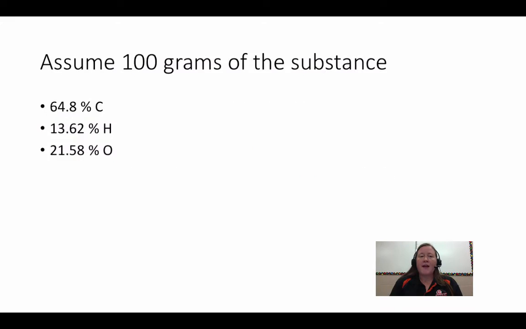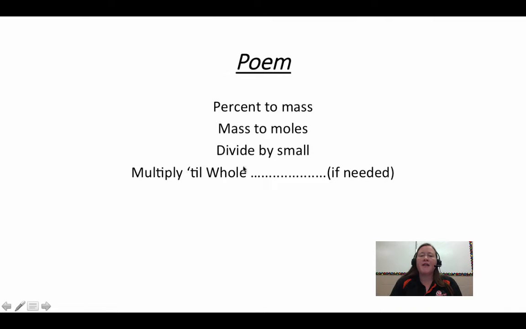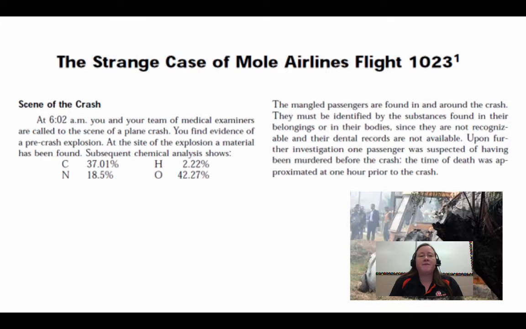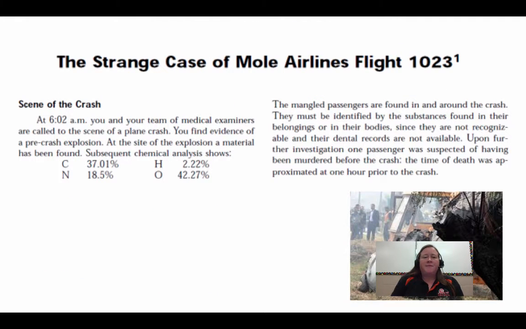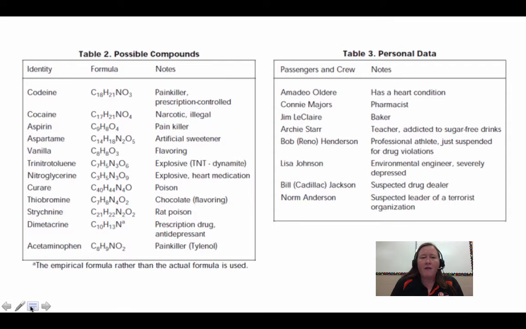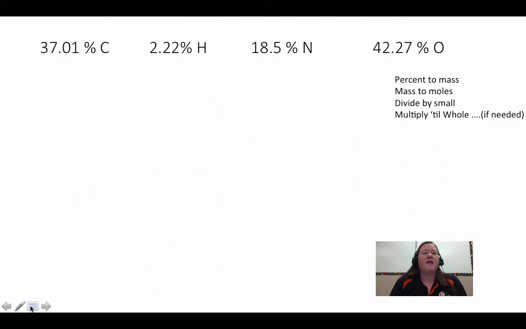Now, when I go back and look at the poem, there was one part that I didn't need to do: multiply till whole. That was because each of the numbers after dividing by small already were equal to whole numbers. In the next case, I'll show you an example where that isn't the case. So, this is the substance and the percentages.